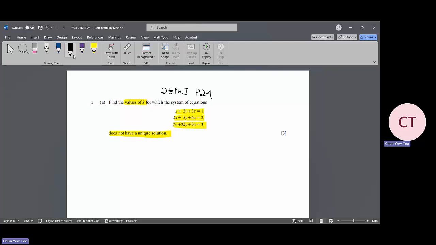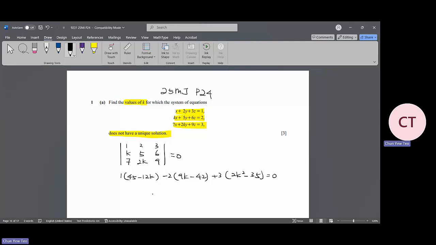In order for a system of equations not to have a unique solution, the determinant must be 0. So we write down the coefficients of x, y, z and let the determinant equal 0. We just need to do the multiplications to find the determinant properly: 45 minus 12k minus 2 of 9k minus 42 plus 3 of 2k squared minus 35 equal to 0.